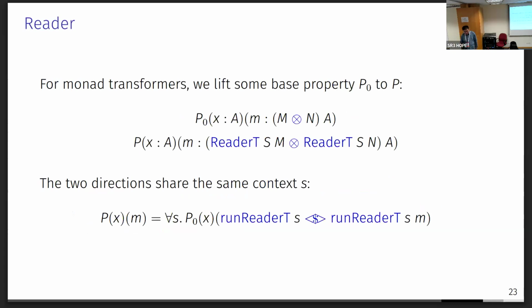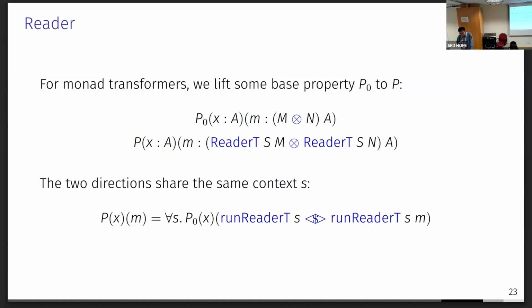Then after that, we can also consider some other common effects, like the reader for a shared context. Usually we can consider this reader in terms of the reader monad transformer, ReaderT. And here we can define the predicate by lifting the base property P0 to the property P on the reader effect. So suppose we have some specification over the interaction between the monads M and N, then we can lift this specification to the interactions between ReaderT as M and ReaderT as N.